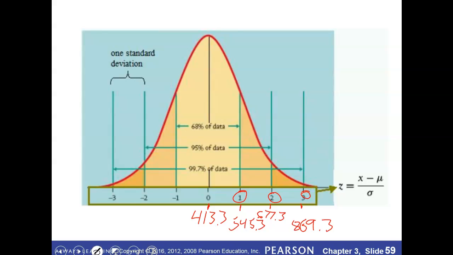I can go in the other direction. A z-score of -1 would be 1 standard deviation below the mean. In other words, if I took 413.3 and subtracted 132, I would get 281.3. That number has a z-score of -1. If I subtracted 132 again, I'd be at 149.3, and that number would have a z-score of -2. And finally, if I did it one more time, subtracting 132 from 149.3, I'd be at 17.3. That has a z-score of -3.